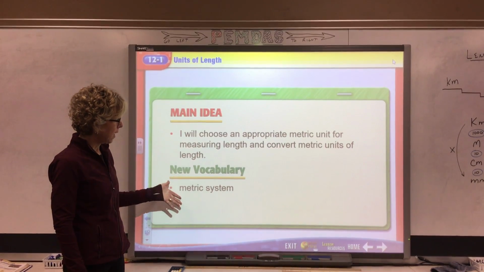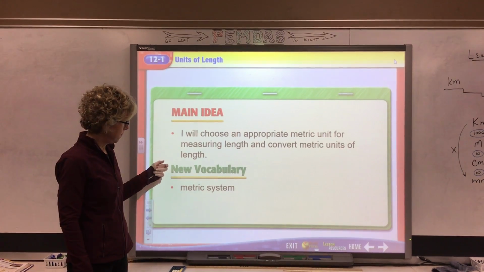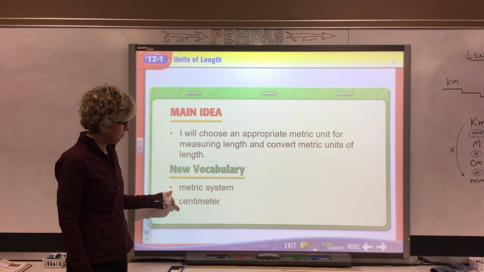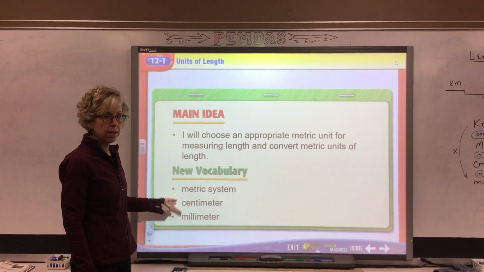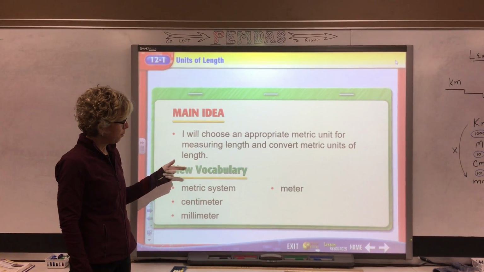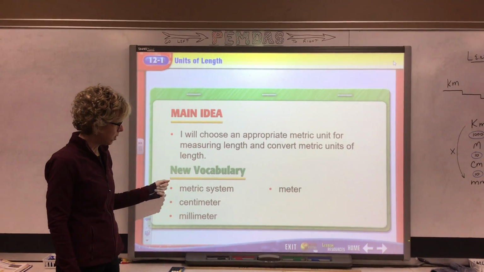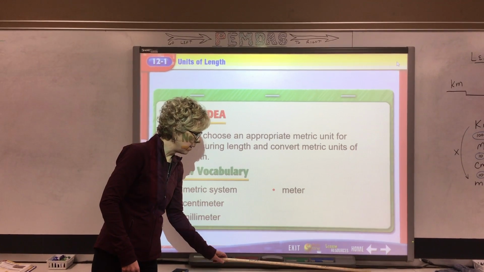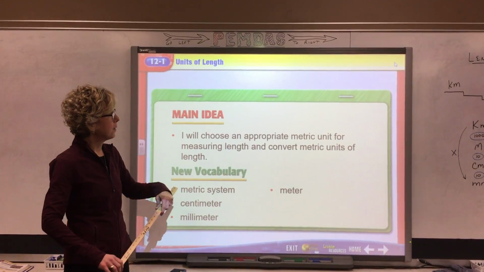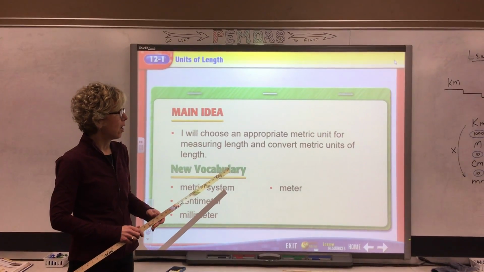Our vocabulary obviously will be metric system. We have centimeter as one of our units of measure. We have millimeter as a unit of measure, and we have a meter as a unit of measure. Within the lesson they're going to talk about some other ways to remember approximately what units of measure are.